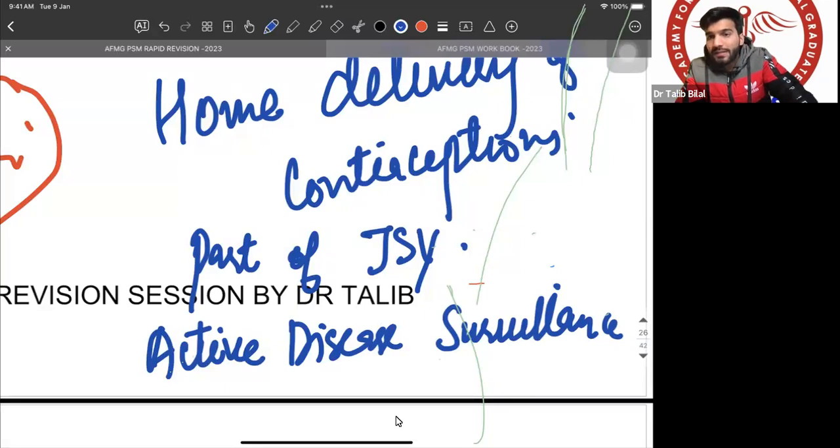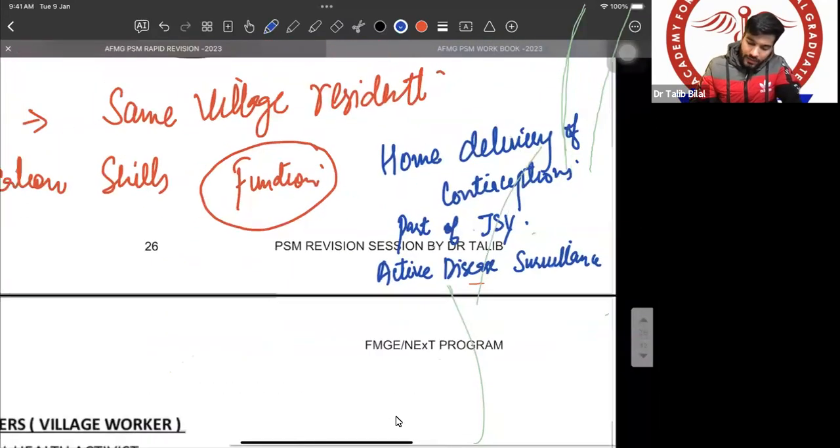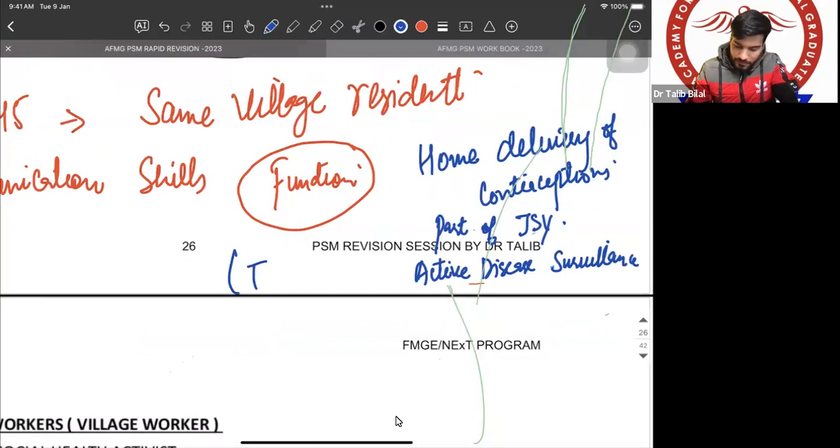What is passive surveillance? A patient goes to the hospital and tells the doctor, I have these symptoms, and he will prescribe the treatment. That is passive surveillance. And for STDs, sentinel surveillance. So for what disease will she go for active surveillance, my dear students? She will go for TB.